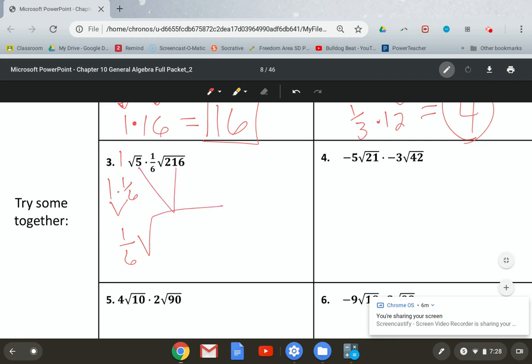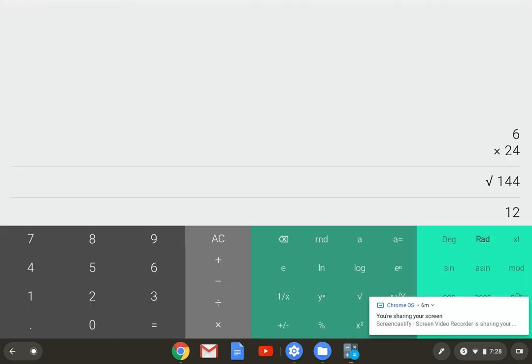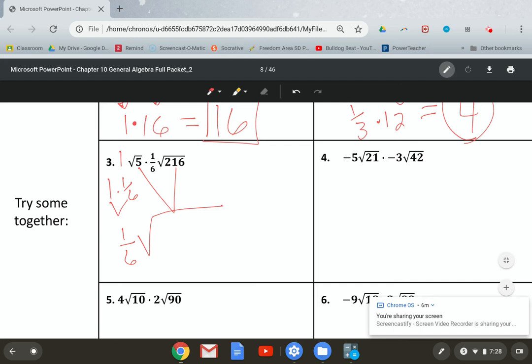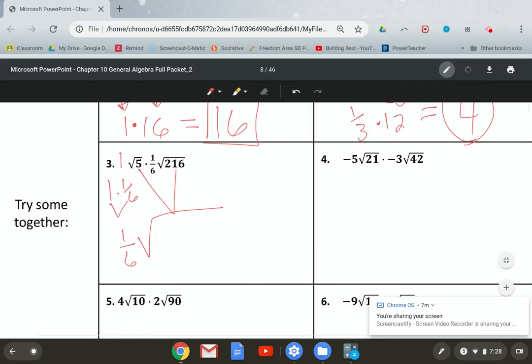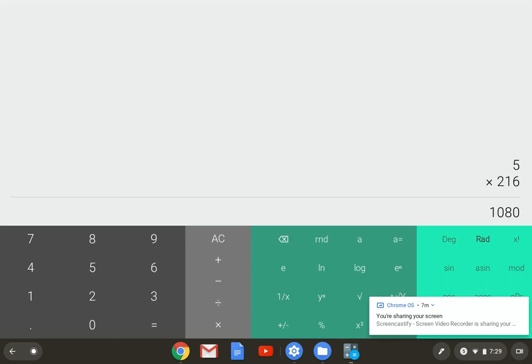So I'm going to grab that calculator I have. 5 times 216, and I get 1,080. Let's write that down, and then let's see if we got lucky. Let's see if that's a square root. Remember, if I get a decimal, I'd be sad. Okay, time to be sad because that is a decimal, which means I have to do that really long process.